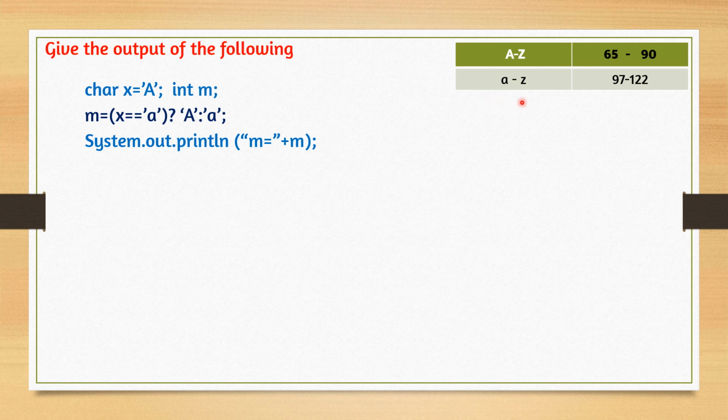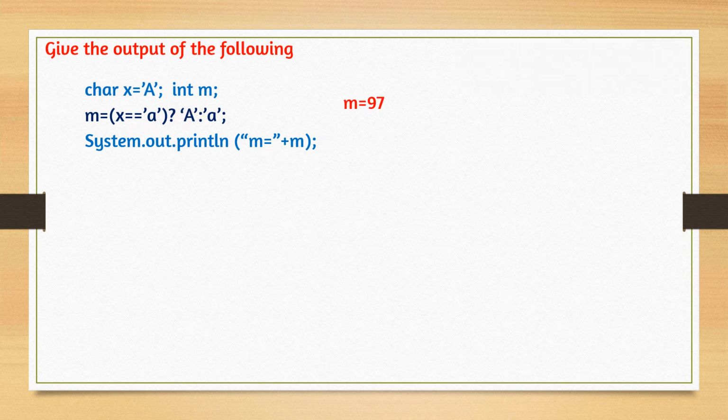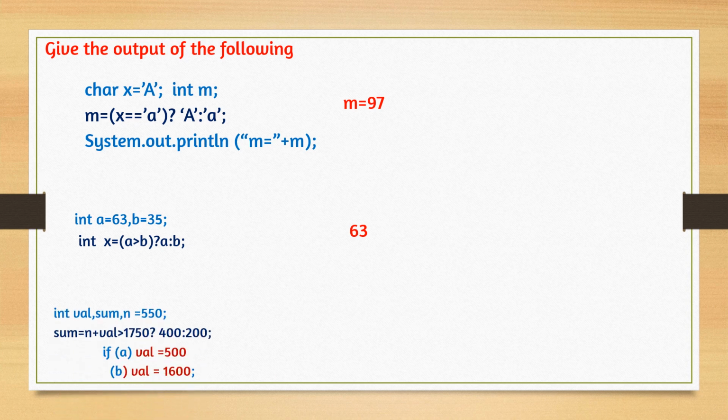So here in this case, the ASCII code of small a, that is 97, will go to the variable m. It is declared as int, so only the value will go. So the answer will be m is equal to 97. And second question, int a is equal to 63, b is 35, x is equal to a greater than b. The condition is true, and a colon b means the value of a will go to x. That means 63 will be the answer.